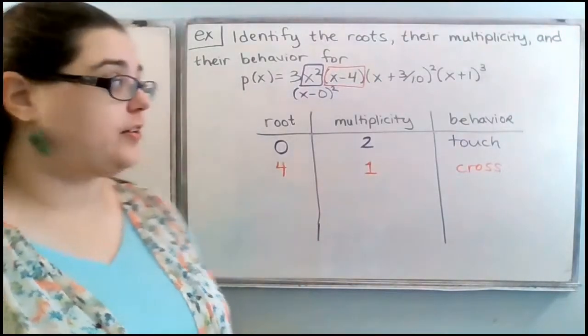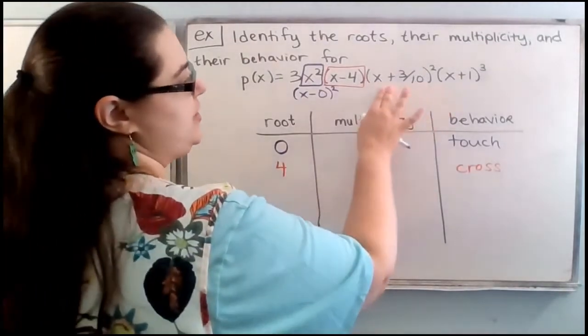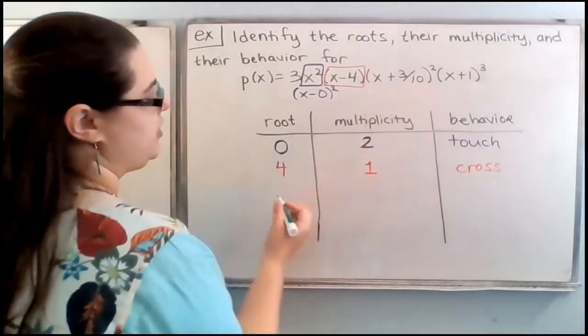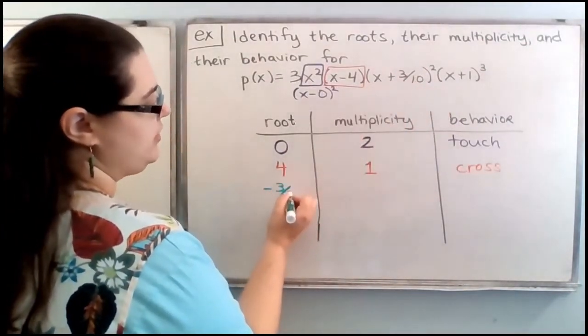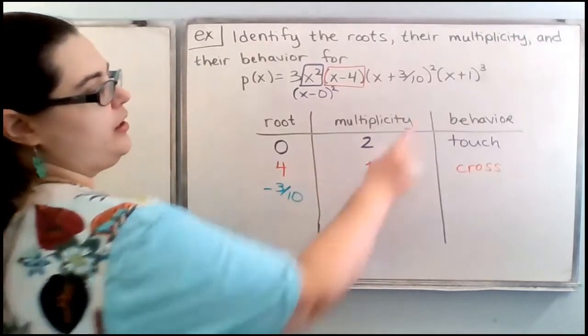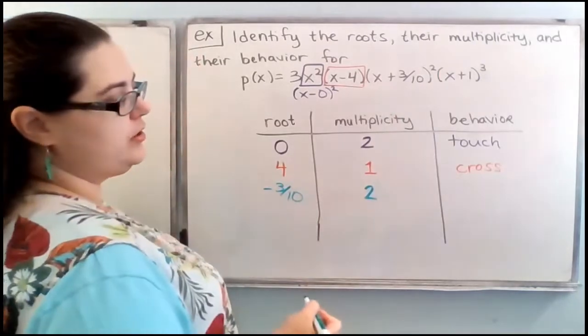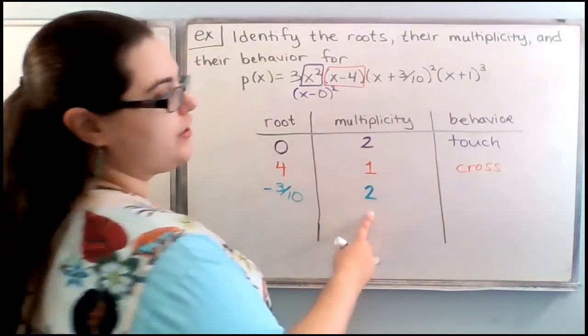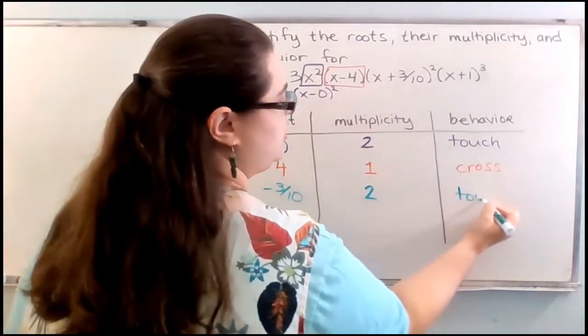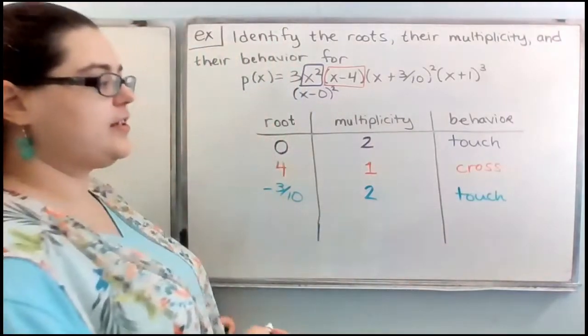So for this next factor, we have plus 3/10. So that means our intercept is going to be at negative 3/10. We have a power of 2 here, so the multiplicity is 2. And because that's even, that means we're going to touch or turn around at the x-intercept.